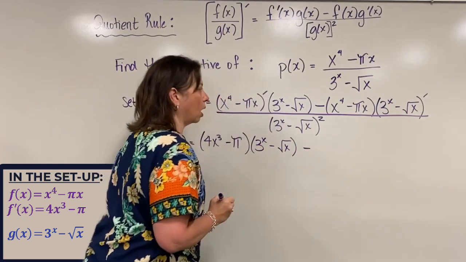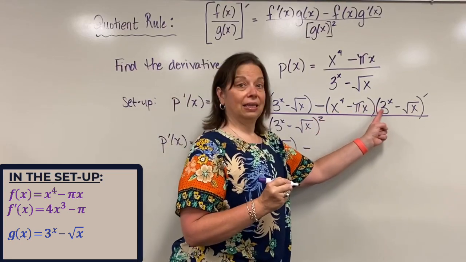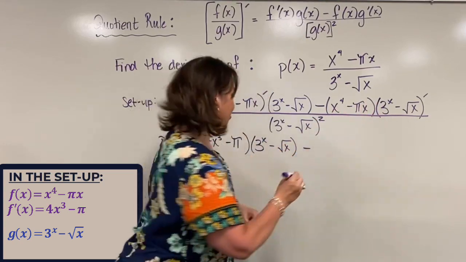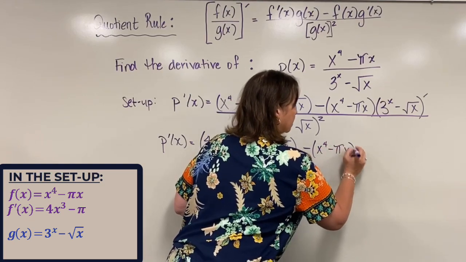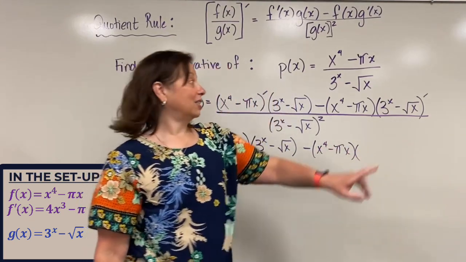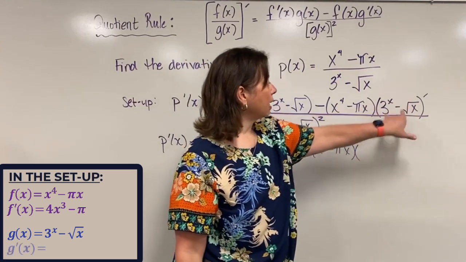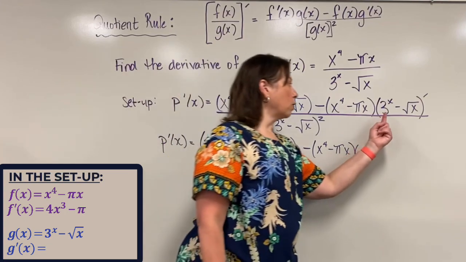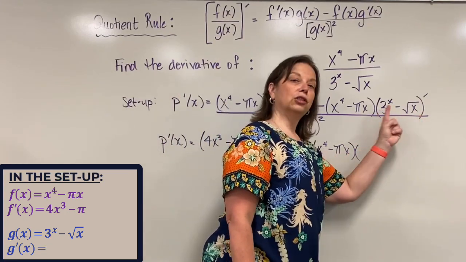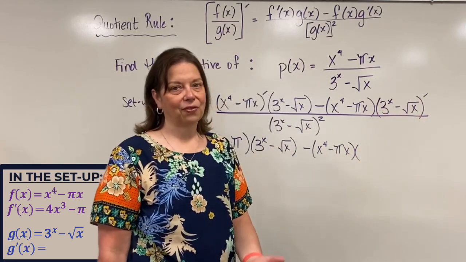Then we will subtract off. Again, we just copy this whole function. We're not taking the derivative of that. So we'll copy here. We have x to the fourth minus pi x. But now I have to take the derivative of this whole second function, which came from my denominator. And I notice once again, I have two miniature functions within that I have to find the derivative of each of those pieces.